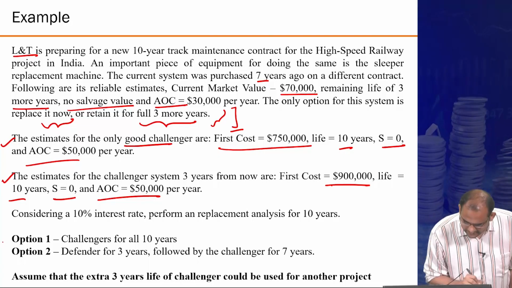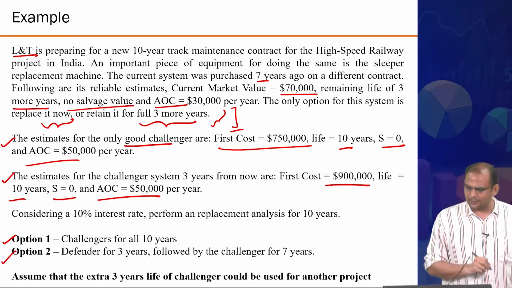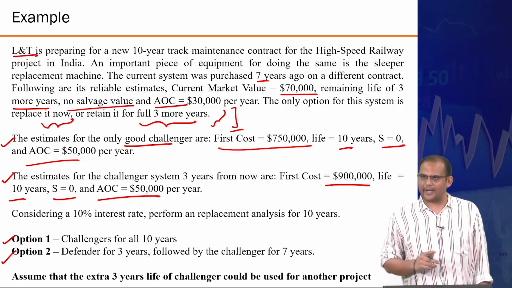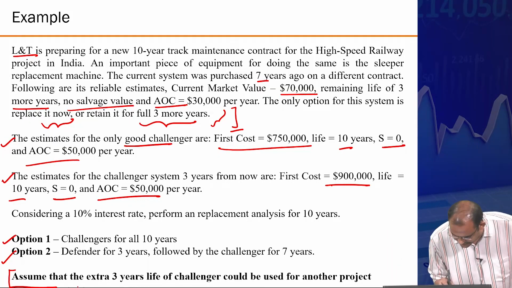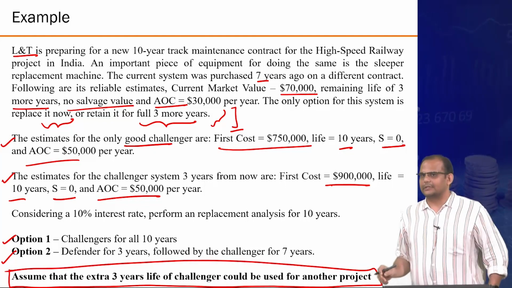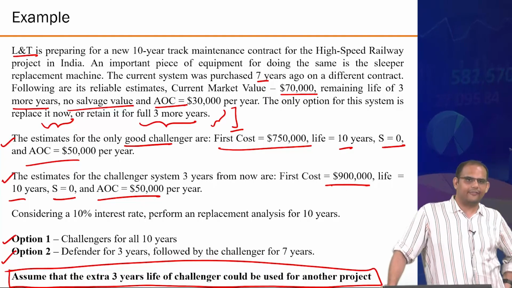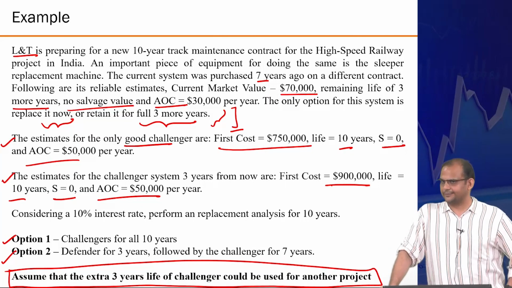Now, option 1 is Challenger for 10 years, that you are replacing it completely. Option 2, Defender for 3 years, followed by Challenger for 7 years. Okay? Here is an interesting assumption. Assume that the extra 3 years of the life of Challenger can be used for another project.